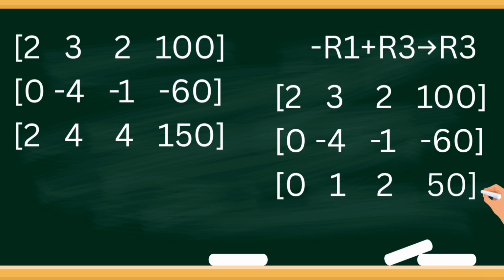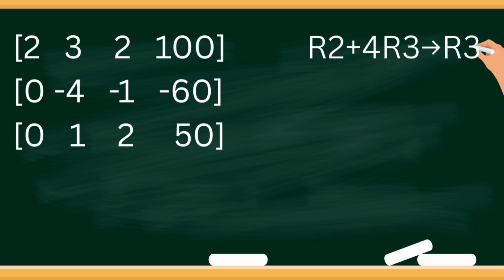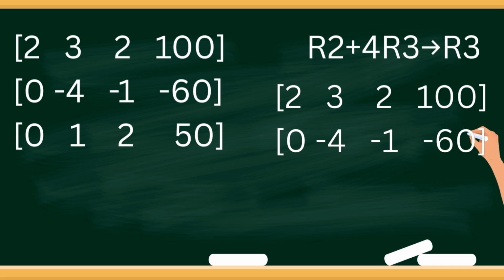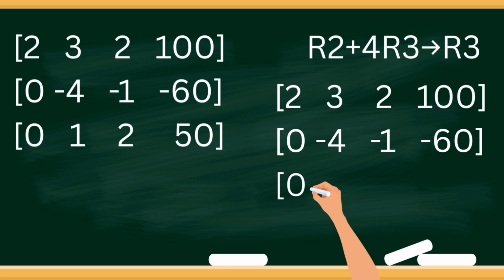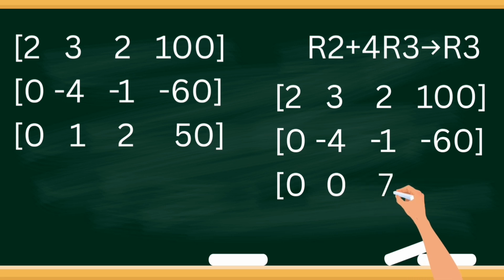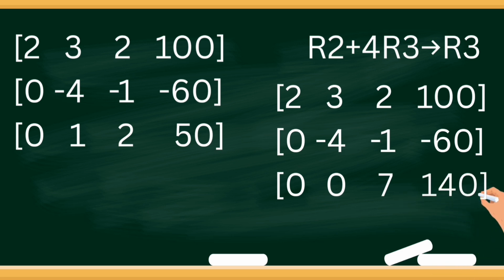Now let's proceed. And to eliminate the number 1 in row 3, our operation that we're going to use is R2 plus 4R3 is your new R3. Then let's just copy the numbers in row 1 and row 2. 0 plus 4 times 0 is 0. And negative 4 plus 4 times 1 is 0. And negative 1 plus 4 times 2 is 7. And negative 60 plus 4 times 50 is 140.